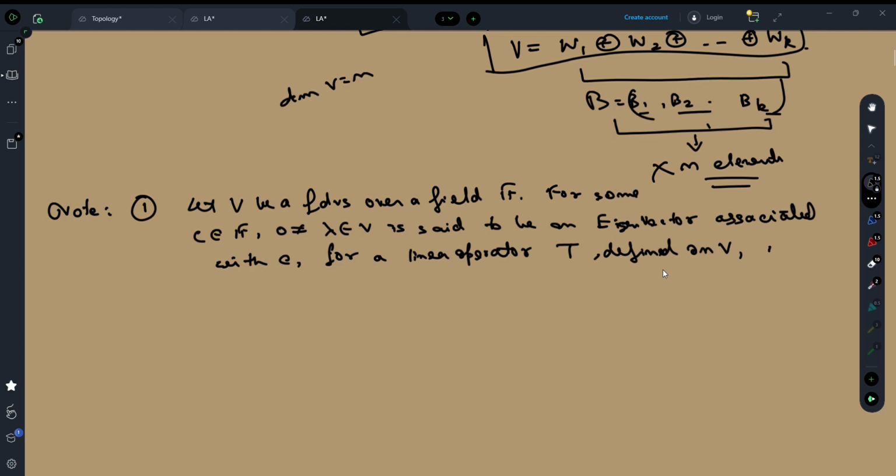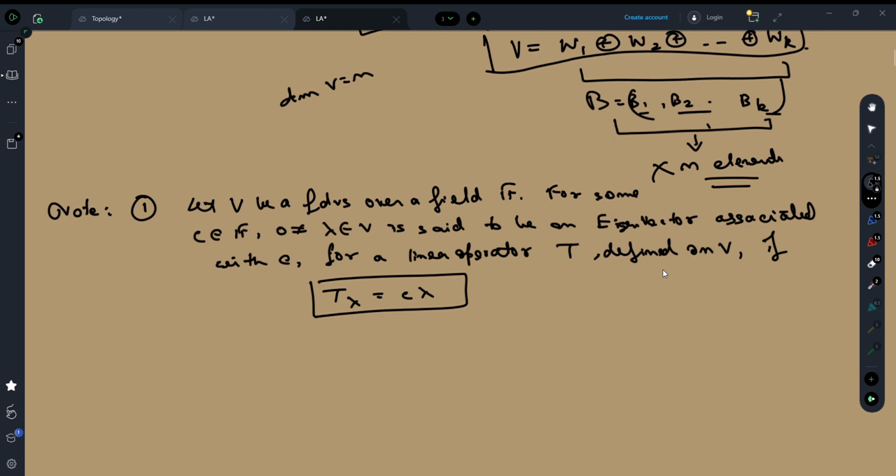if T of lambda is exactly equal to C times lambda. That is, this vector lambda is just scaled by a scalar C by the operator T. In this case, lambda is called the eigenvector associated with this value C. This C is called the eigenvalue for T. Okay, this thing we know.